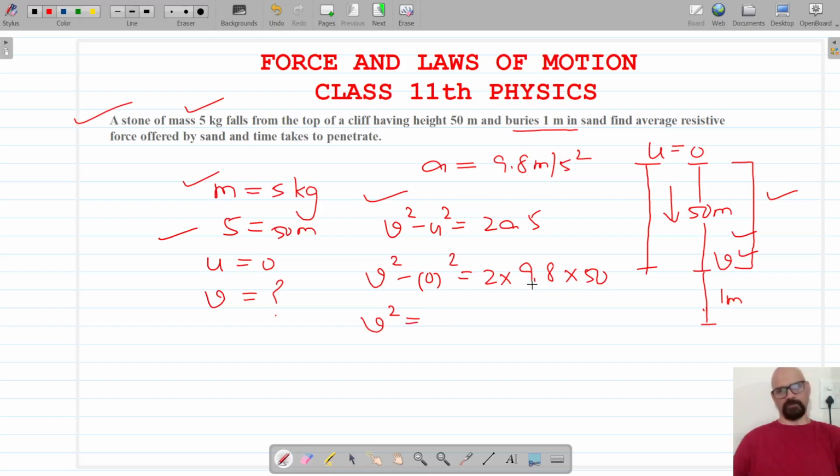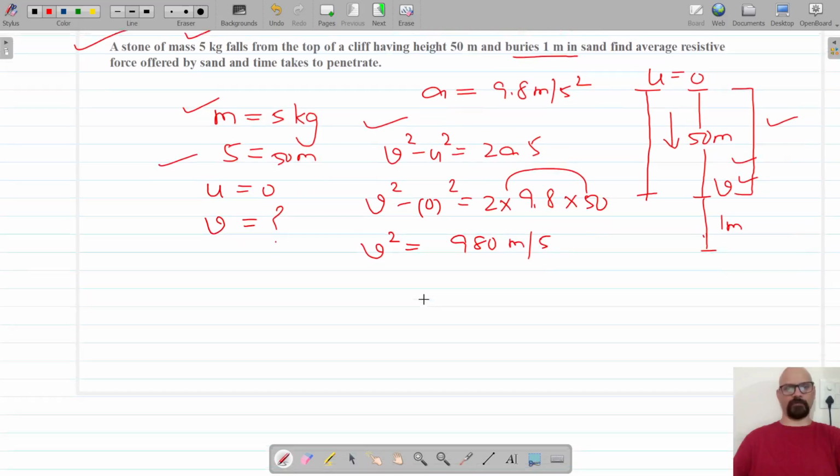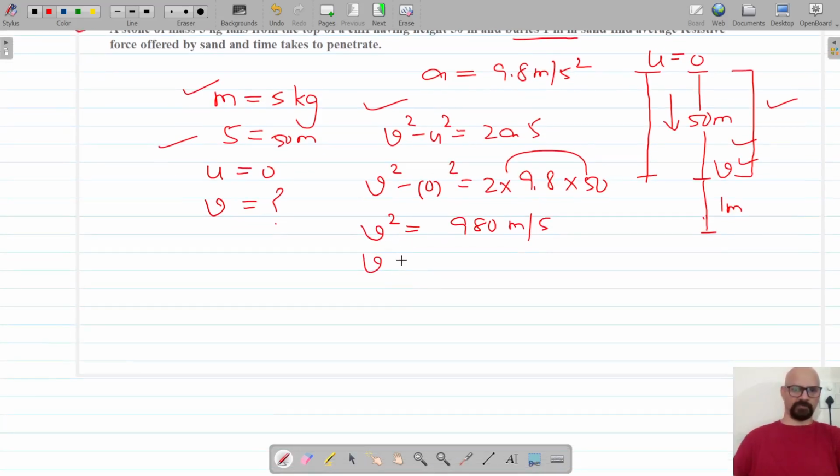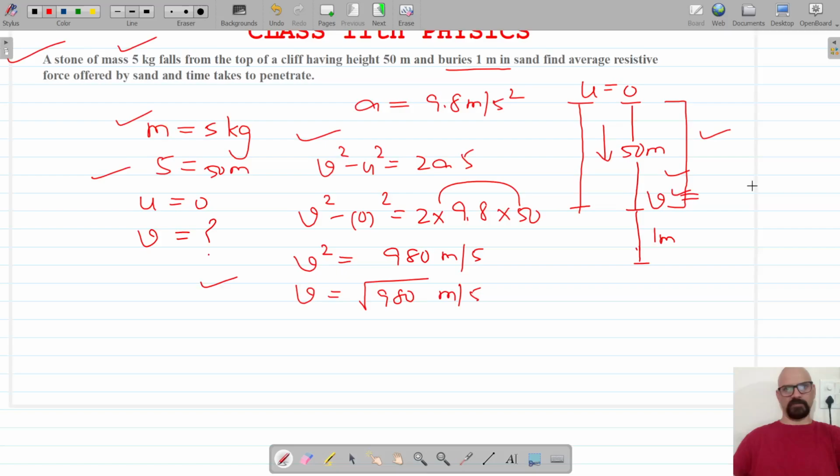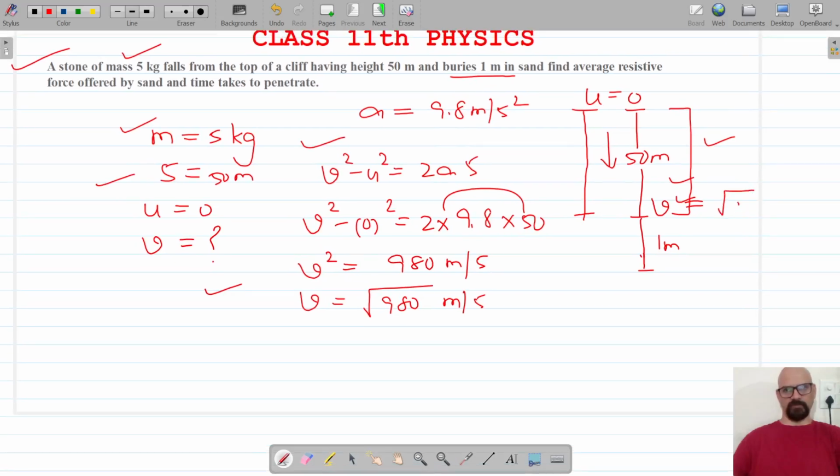So v square is equal to 2 into 5 into 20 is 100, and 100 into 9.8 is 980 meter square per second square. So let's just keep it as v is the square root of 980 meter per second. This is the velocity before it penetrates into the sand.